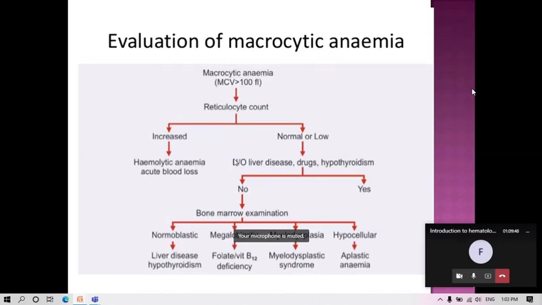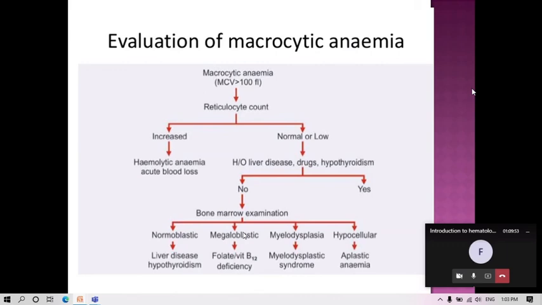But if you have ruled those out, bone marrow examination, see now, it's not normal, vitamin B12 or folate deficiency. So we go for the serum study, serum levels of these. And in a similar way, you can evaluate the hemolytic anemias.